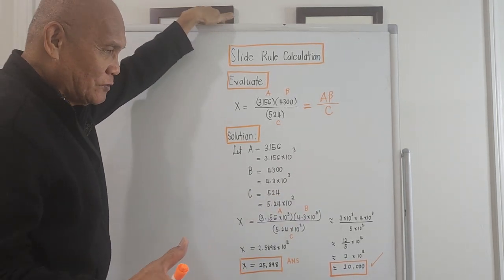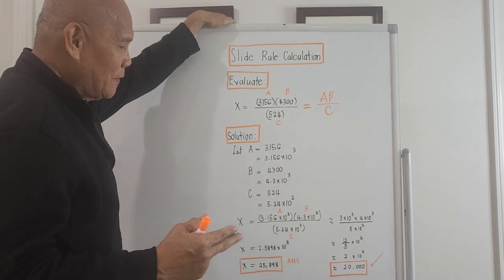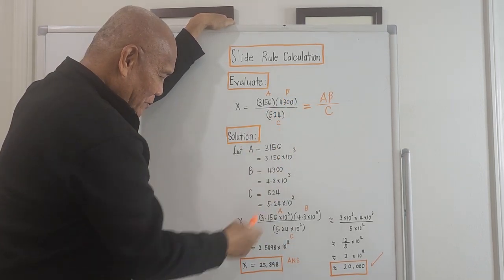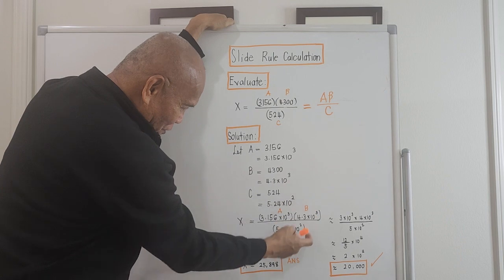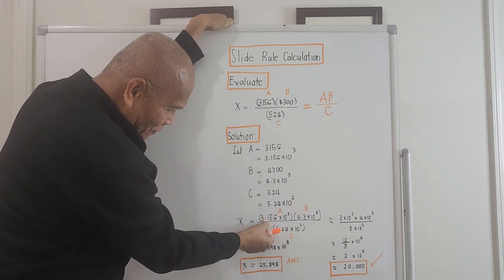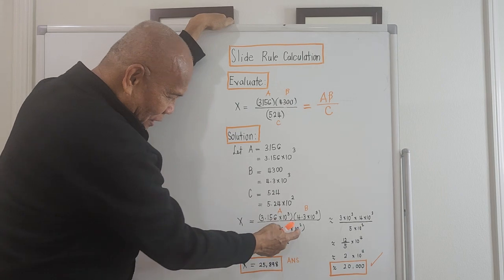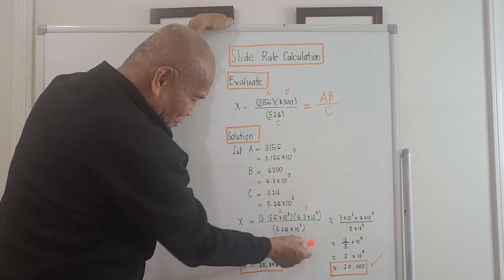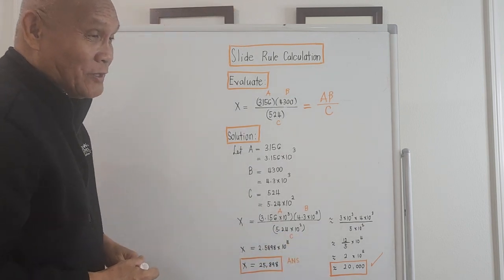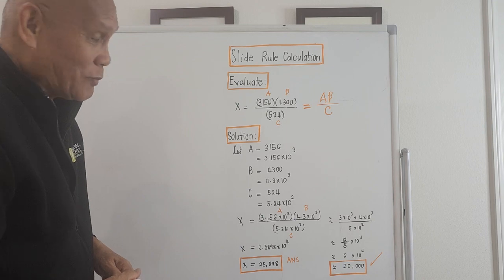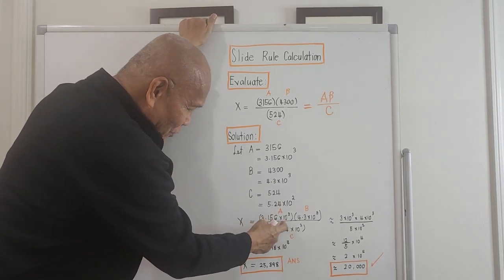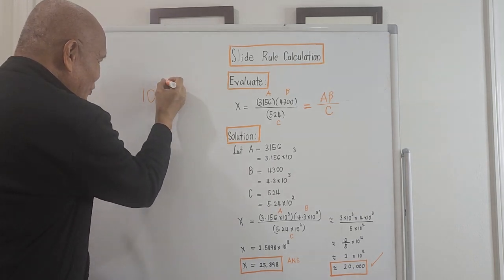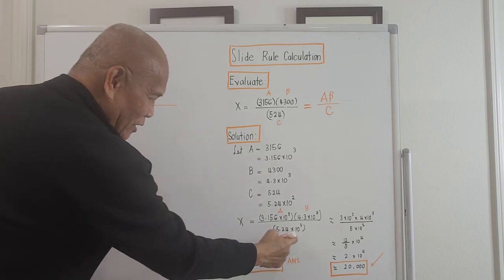If we put the values of A, B, and C in scientific notation back into the original equation, x now will be AB over C, which is 3.156 times 10 cubed times 4.3 times 10 cubed, all over 5.24 times 10 squared. Then apply your knowledge of the laws of exponent. 10 cubed times 10 cubed is actually 10 to the 6, right? So we still use laws of exponent. And on the bottom portion, we have 10 squared.